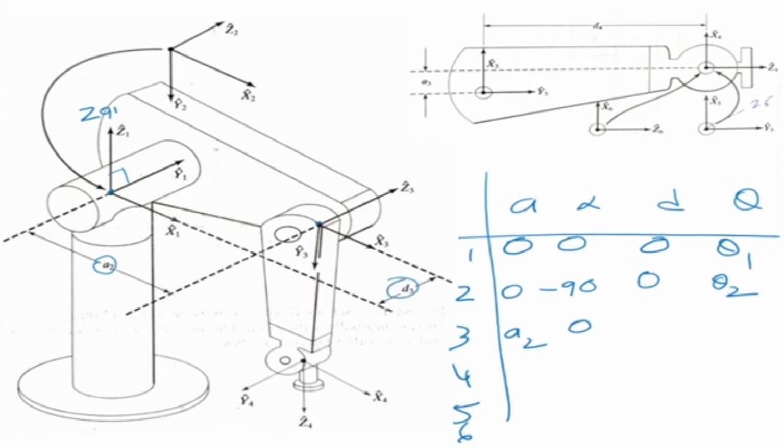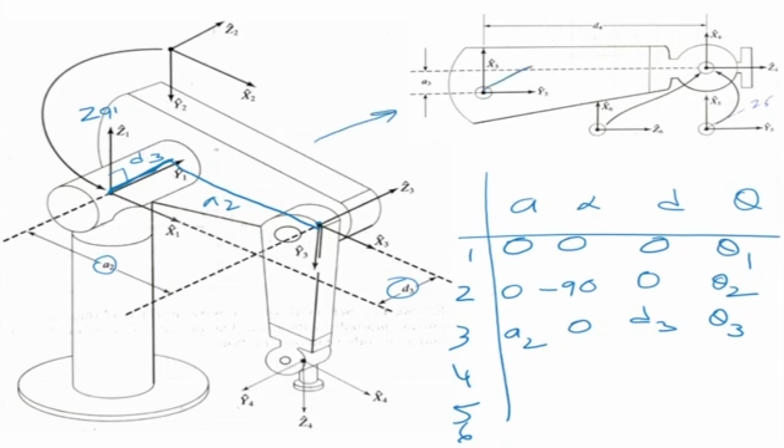Basically the origin 2 moved this way and then it moved forward like that. So this is my A2, and that is my D3. That is how it came. So this is my D3 here, and this is theta 3. Now for the fourth one, we go to the wrist, and you can go to the figure on top.